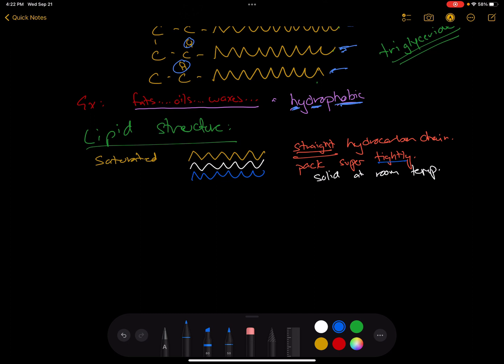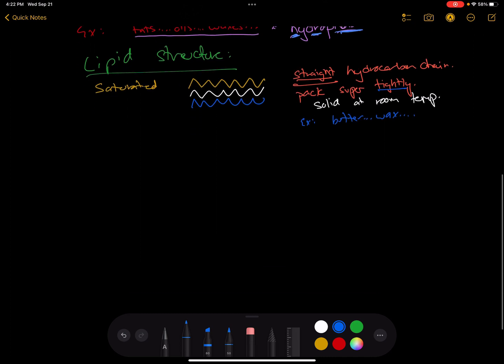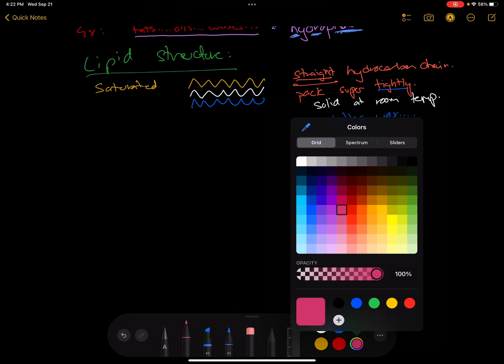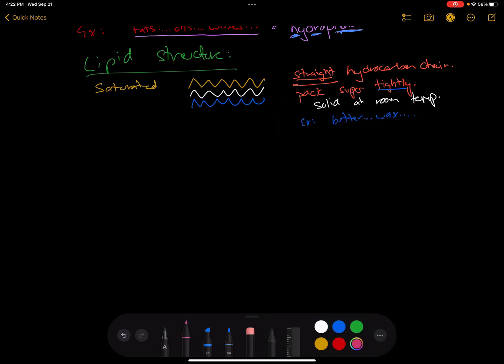So saturated fats are going to be like butter. Butter is solid at room temperature. Waxes are separate, or are solid at room temperature. But if I do the next kind of lipid, I can have unsaturated. In an unsaturated lipid, the hydrocarbon chains look really similar until you get to a double bond.